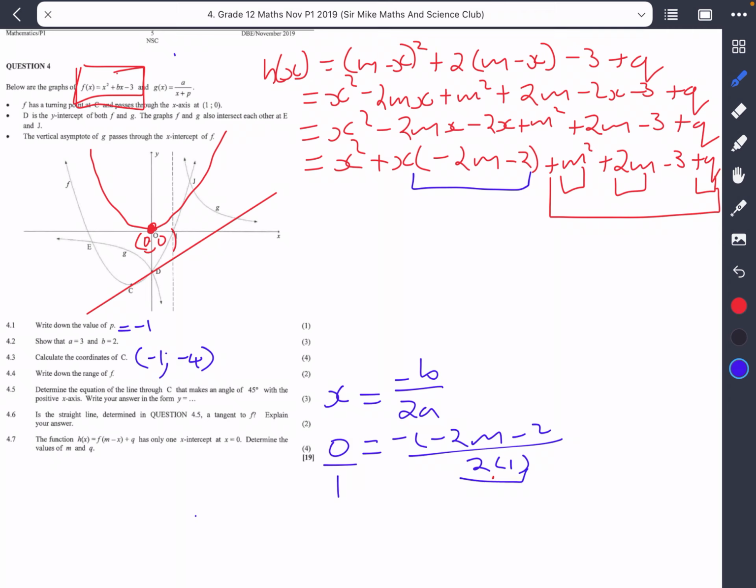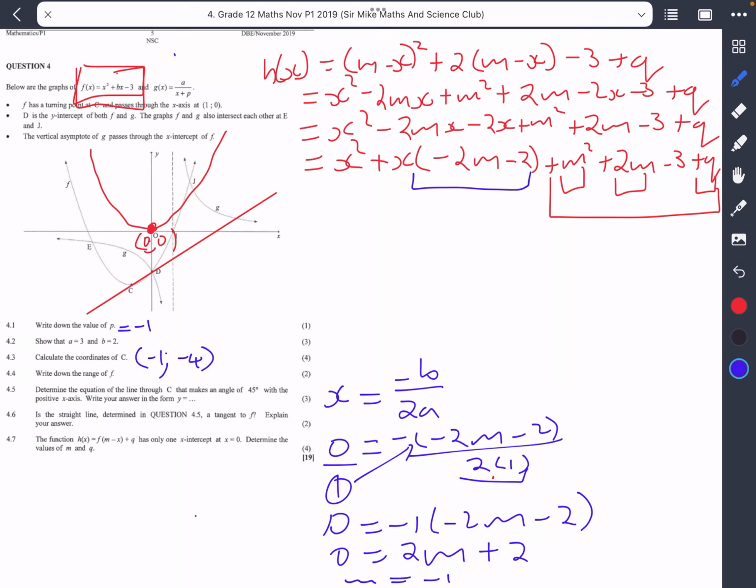So I'm going to multiply this by that 0, that gives me a 0. And then I'm going to take this 1 and multiply it by that numerator there on the other side. So in this case, what I would eventually have would be negative 1 minus 2m minus 2. So this 0 would actually be equal to 2m plus 2. So in this case I would actually find m being equal to negative 1.